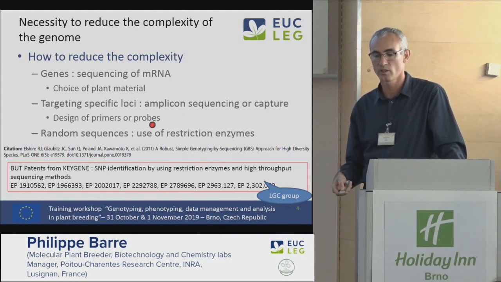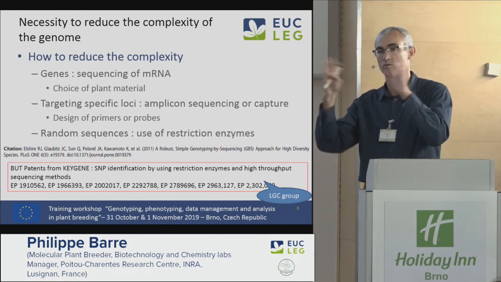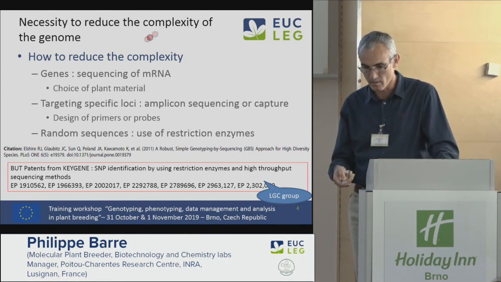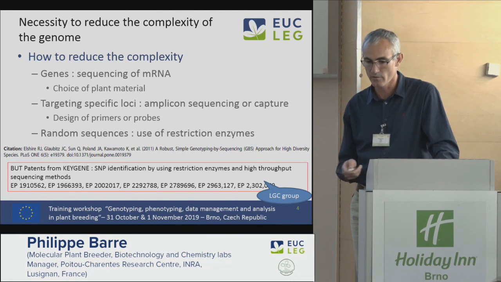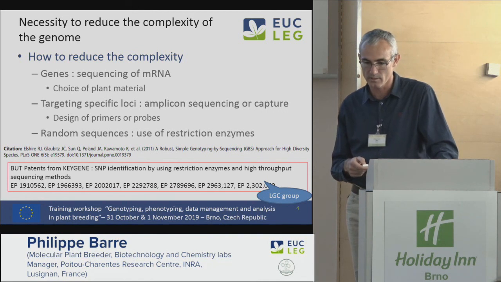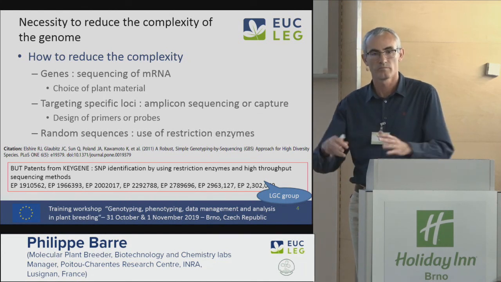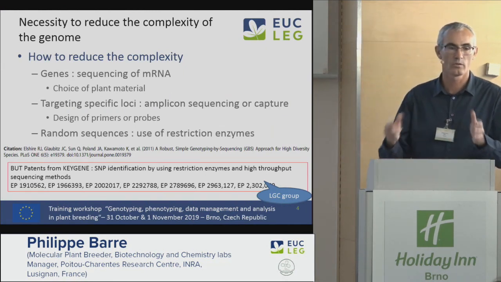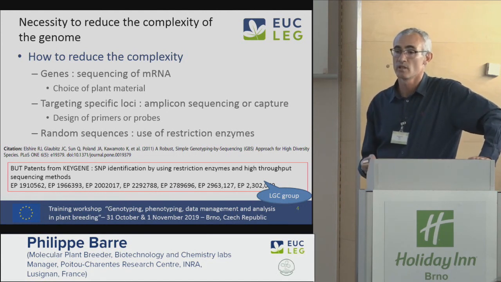And for that, you can use restriction enzymes to cut your genome. This has been published by Elshire and collaborators in 2011, a robust sample genotyping by sequencing approach for high diversity species. This is the basis, I think it's an article where you have all the information on GBS, the basis of GBS.